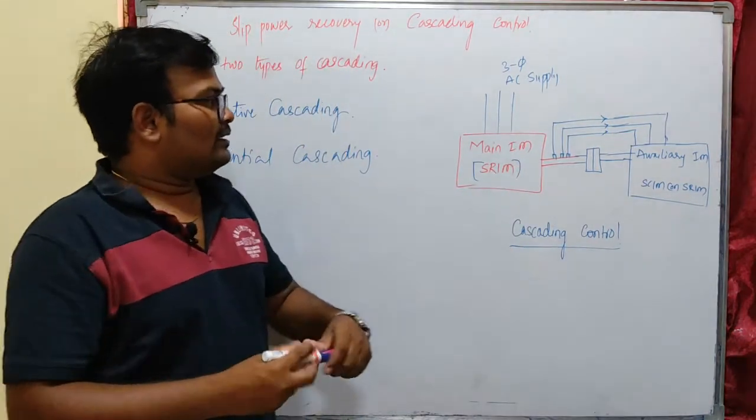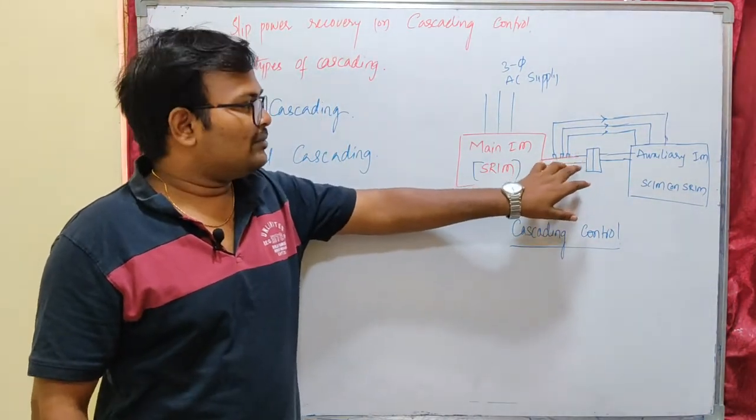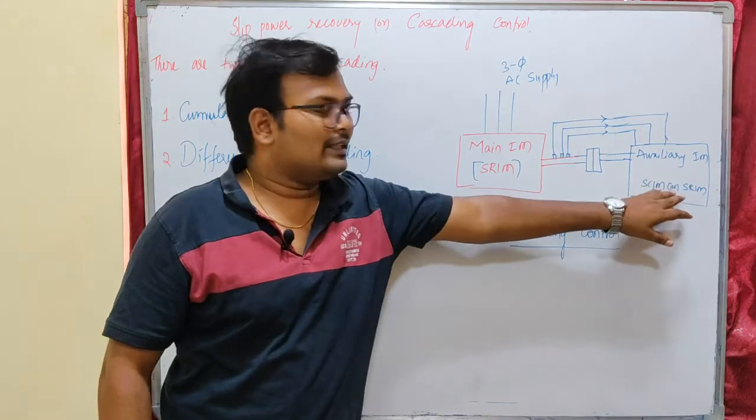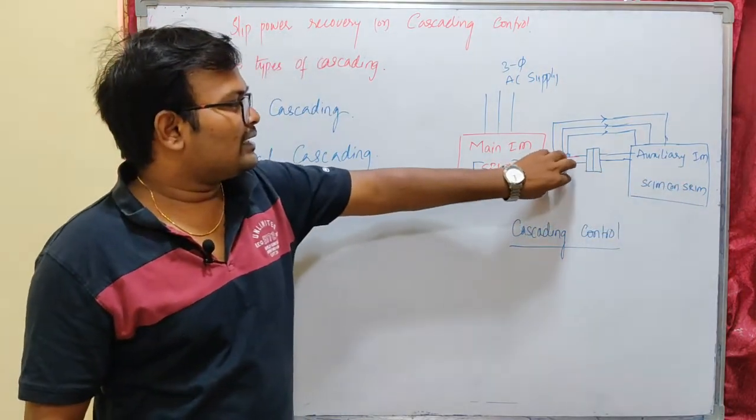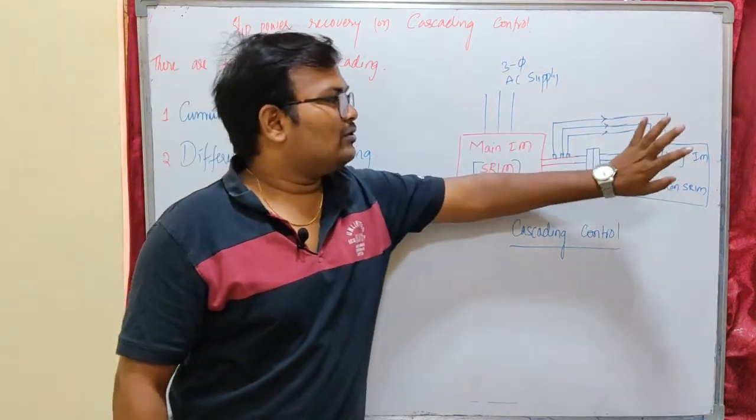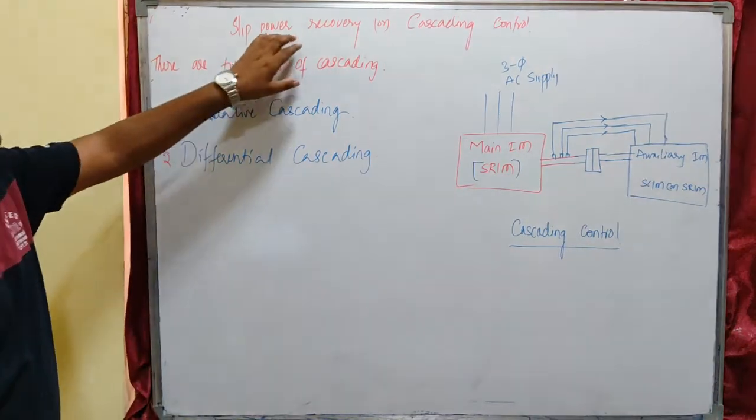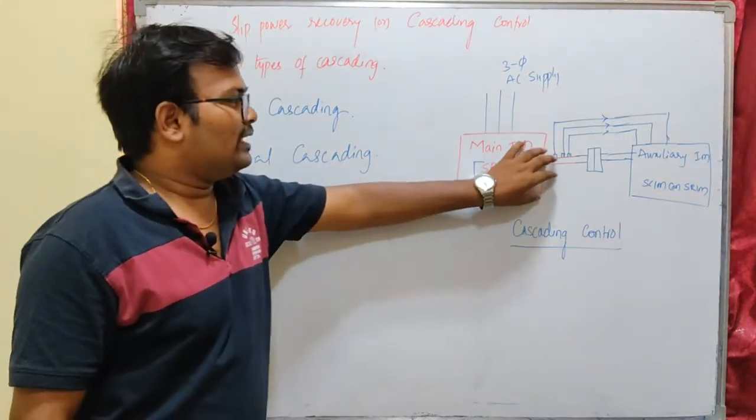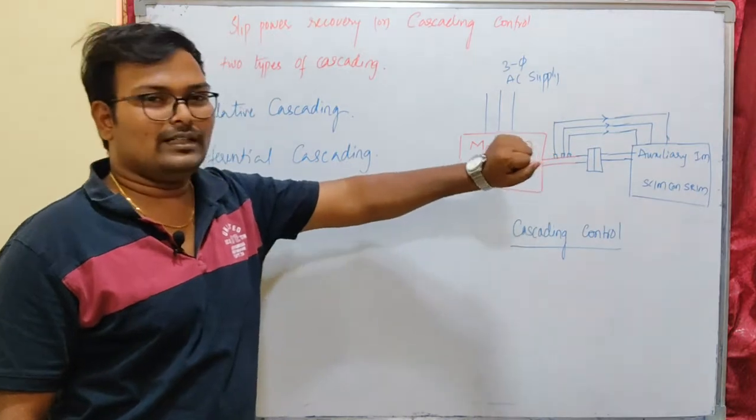The slip power, the power from the slip rings of the slip ring induction motor, will be fed back to our auxiliary induction motor. So this is nothing but taking the slip power from the slip ring induction motor and feeding it to the auxiliary induction motor. That is why it is the slip power recovery method. We are recovering the power from the main induction motor and feeding it to the auxiliary induction motor.